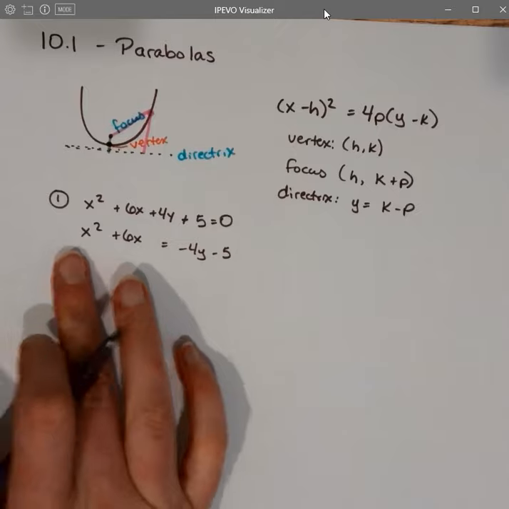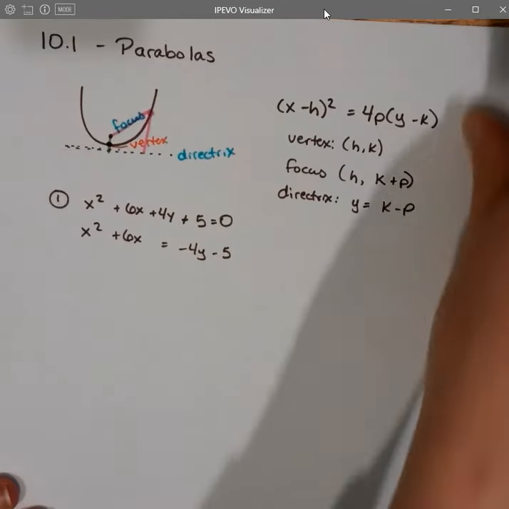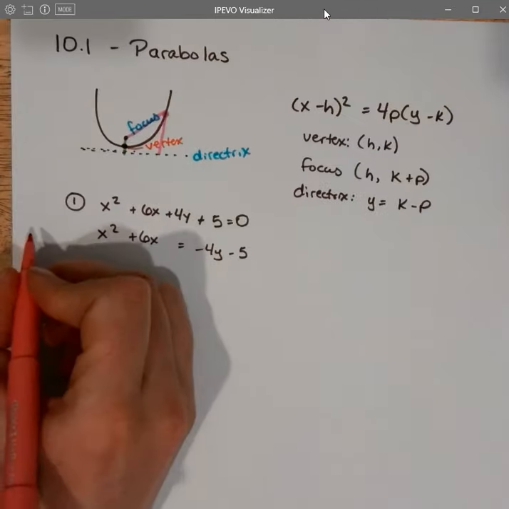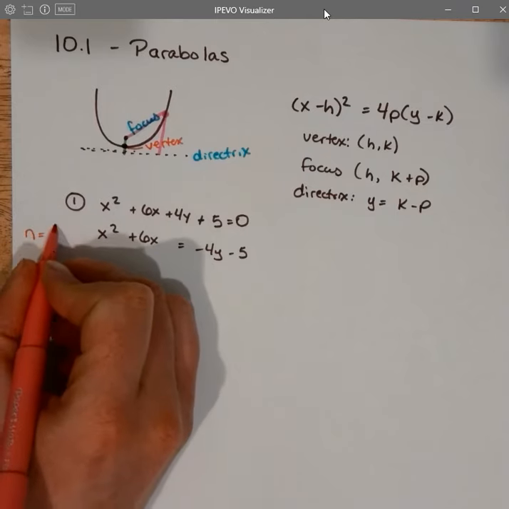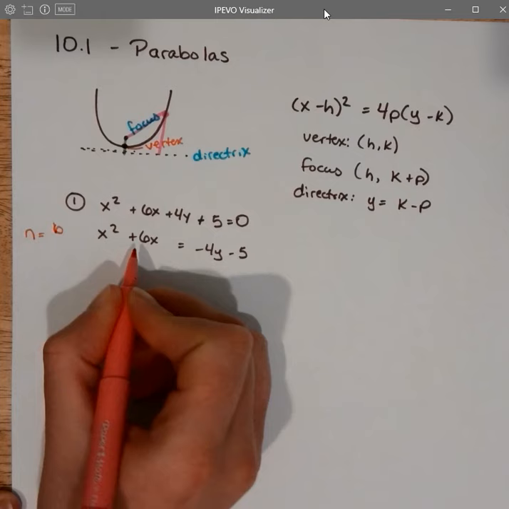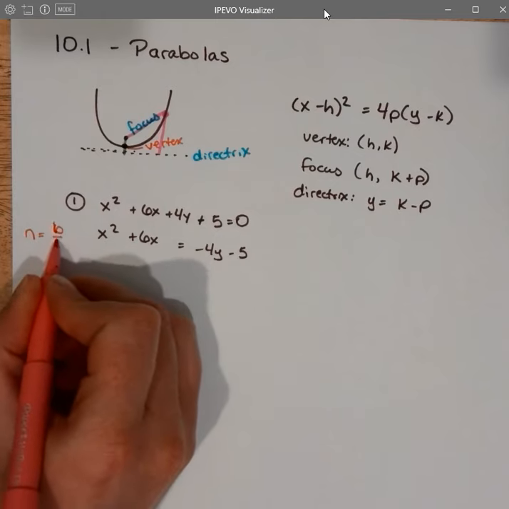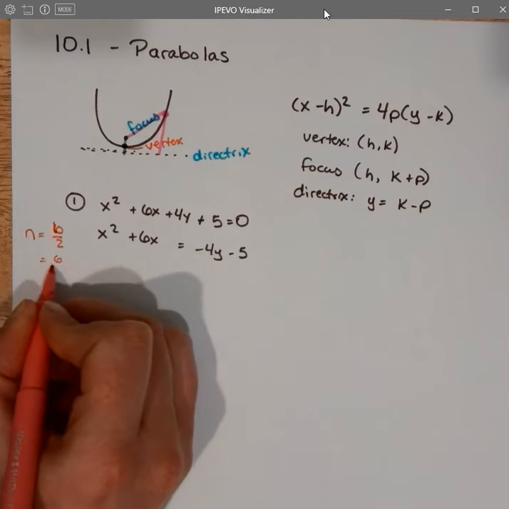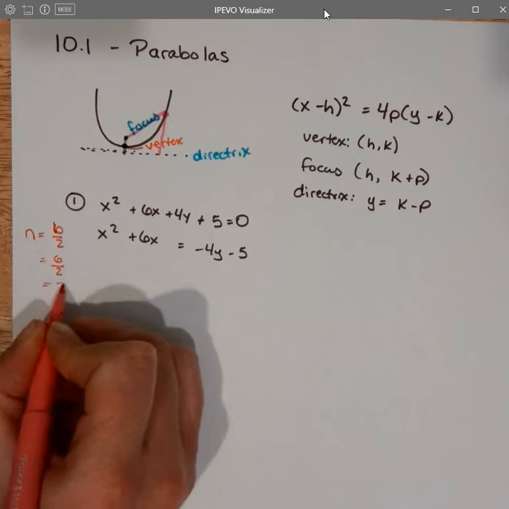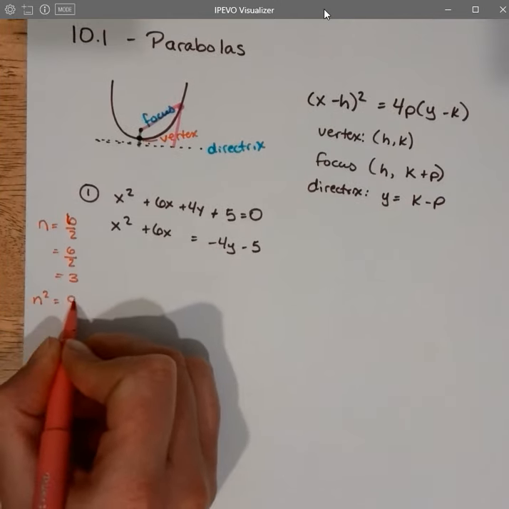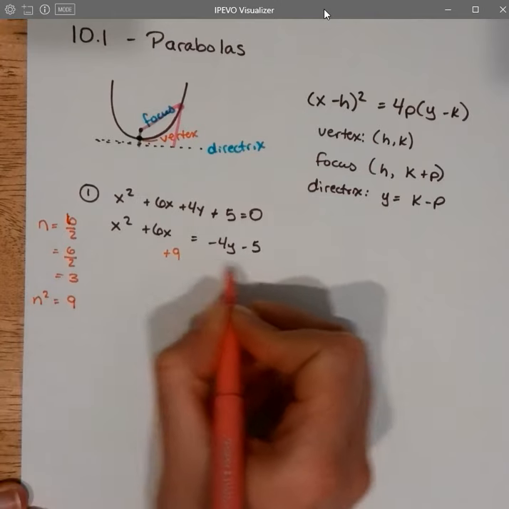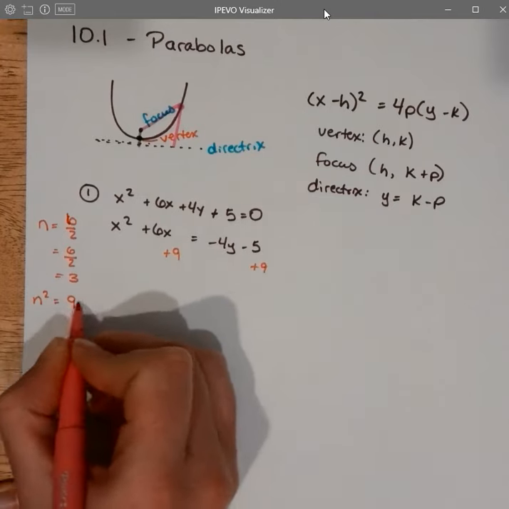And now we need to work on completing the square for the x's. So if you remember from completing the squares, we want to find an n value that is b divided by 2. So in this case, it's 6 divided by 2, so 3. And then I want to know what n squared is. n squared is 9. And n squared is what I add to both sides.